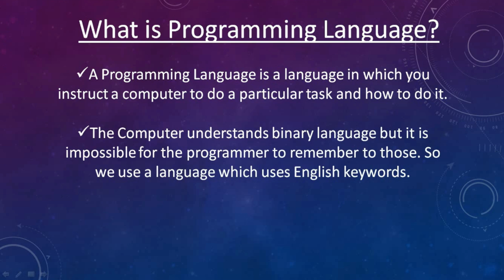Now we humans know a language which is our own language, which is English or French or German, anything. So how can there be communication? So as told earlier, there is a mediator. Okay, a programming language is a mediator. In that way we can understand or communicate with a computer. So what is a programming language first? A programming language is a language in which you instruct a computer to do a particular task.